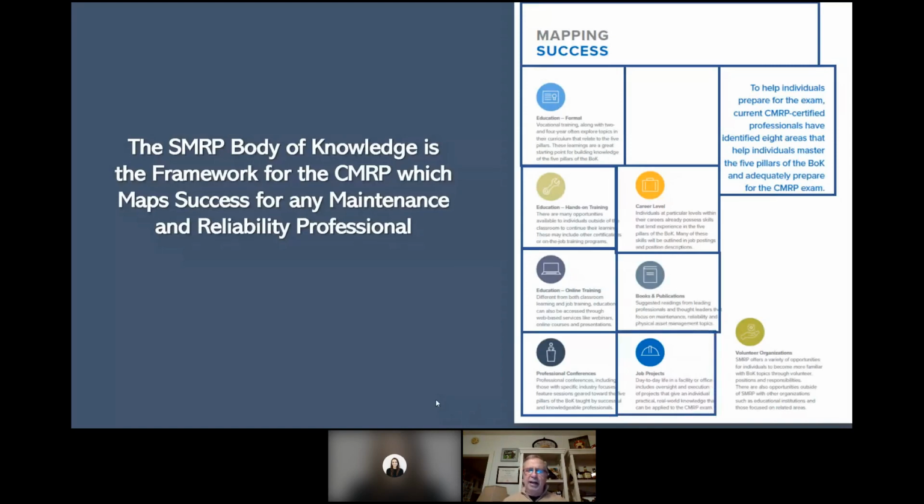Job projects. Day-to-day life in a facility or office includes oversight and execution of projects that give you individual, practical, and real-world knowledge that can be applied to the CMRP exam.